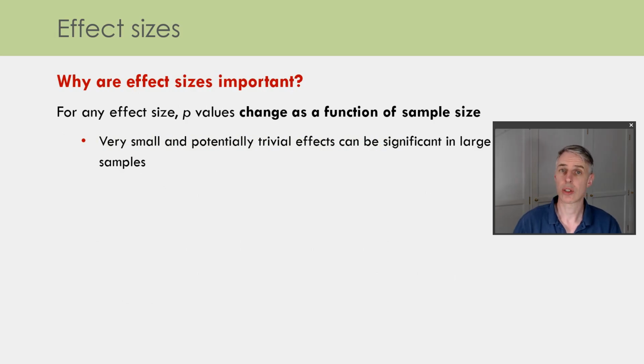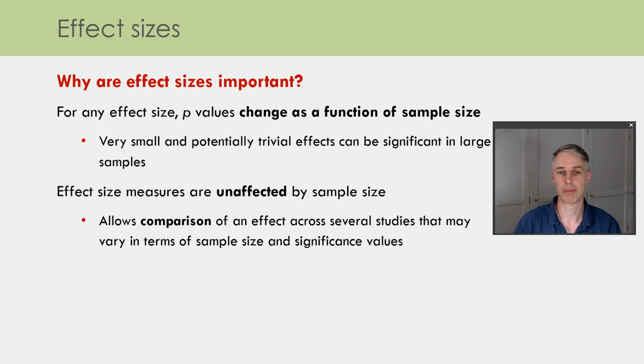Well, one of the key things to remember about p-values is that for a given difference, let's say the difference between two means, the p-value for that same raw difference will change as a function of sample size. That has a number of implications, one of which is that, for example, very small and potentially trivial effects can be significant if we have a very large sample. So we're still left with the job of interpreting whether those significant effects are actually practically meaningful.